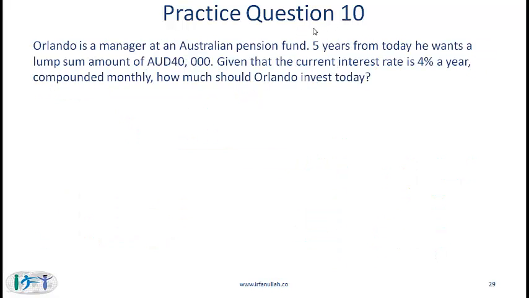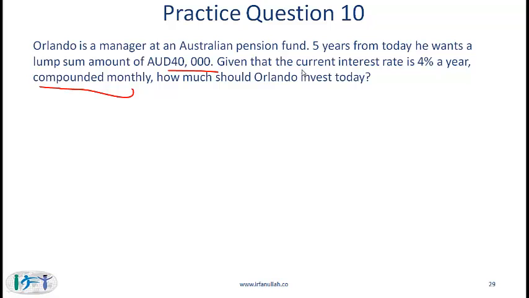Next question. So Orlando is a manager at an Australian pension fund. 5 years from today, he wants a lump sum amount of 40,000. Given that the current interest rate is 4% a year but compounded monthly, how much should he invest today?